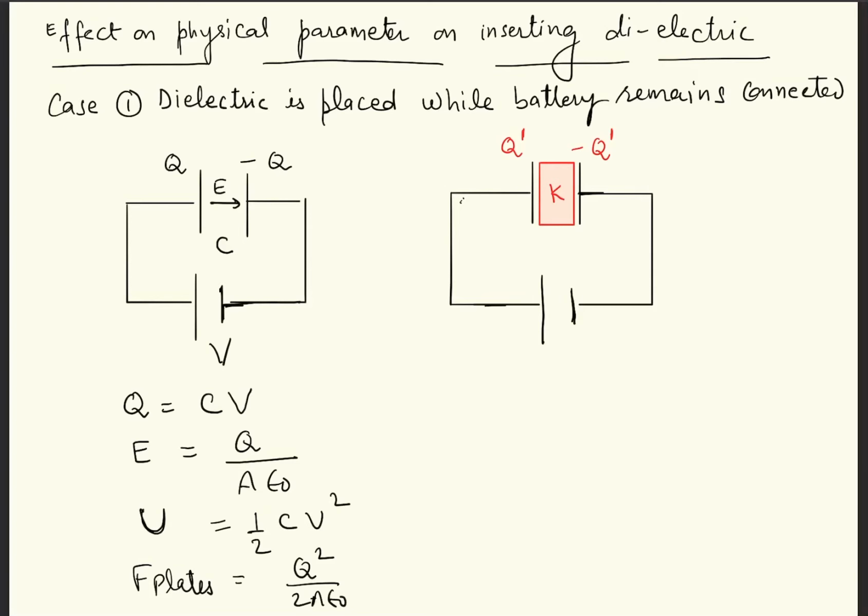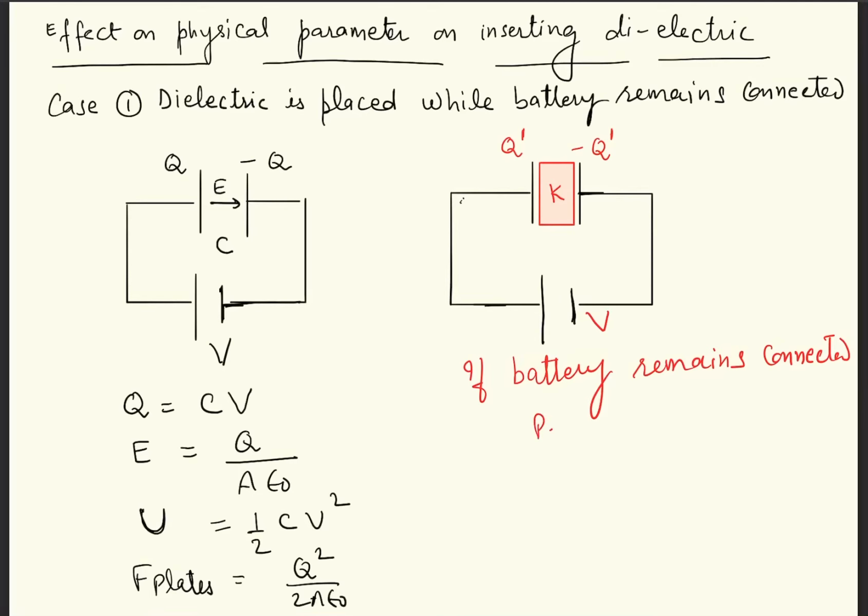Now we want to calculate these new physical parameters while a dielectric is placed between the plates of the capacitor. So let's analyze this situation. First thing is that you should always remember that if battery remains connected, then the parameter which will remain constant is the potential difference across the plates of the capacitor. It cannot change. Potential difference will remain same.